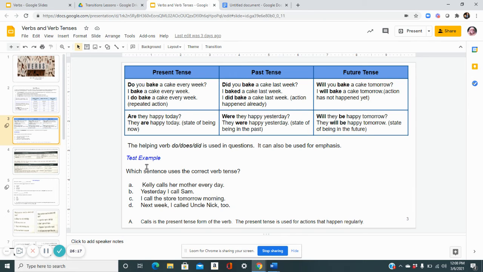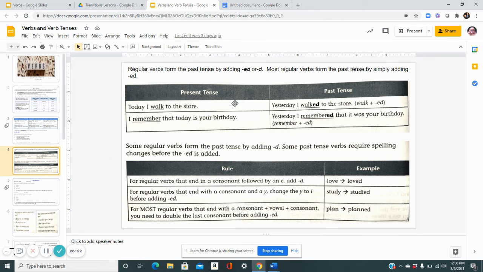Okay, so you can take a look at this, but I want to look at this slide right here. When we talk about verbs, we have regular verbs and irregular verbs. So in your binder, under the supplemental materials section, you'll have a list of regular verbs and a list of irregular verbs.